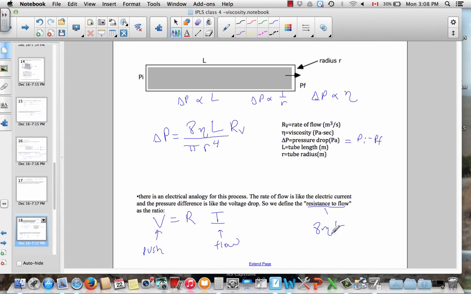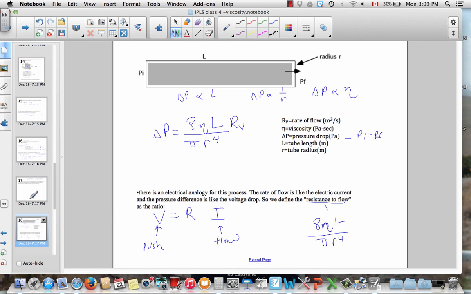8 eta L over pi r to the 4th. So just comparing Poiseuille's law with Ohm's law, V is IR, we can see that it emerges naturally that this term is like electrical resistance. So this is fluid resistance. It's the resistance to the flow in a pipe of a fluid.